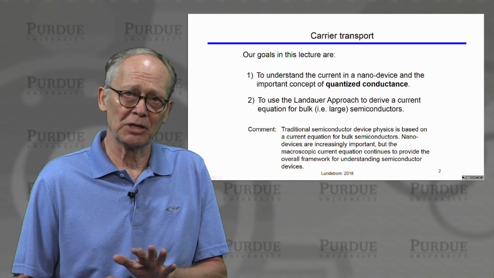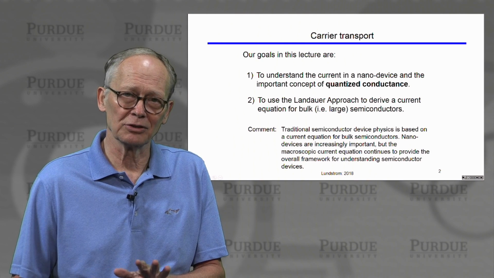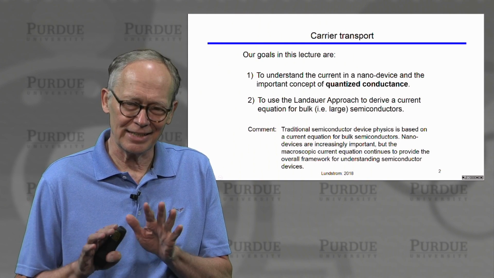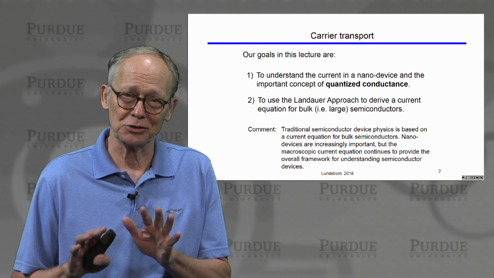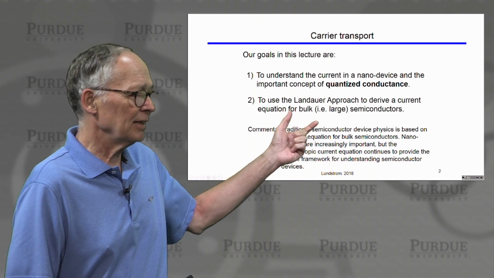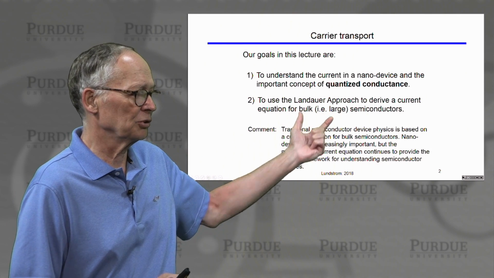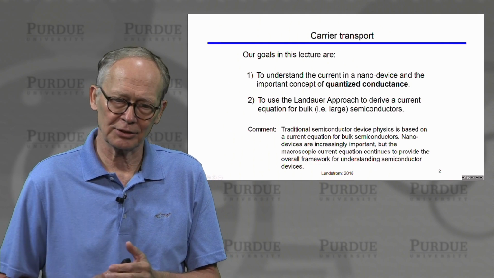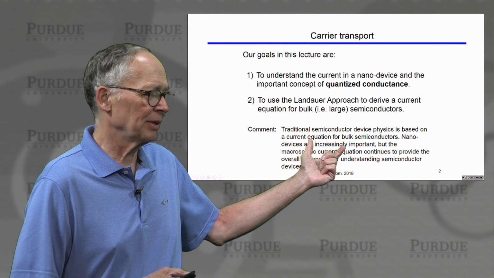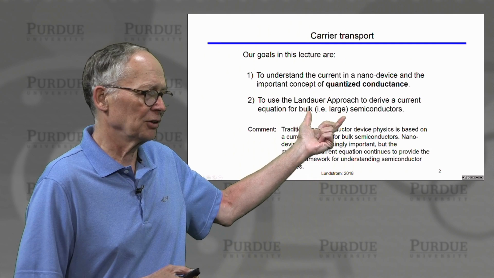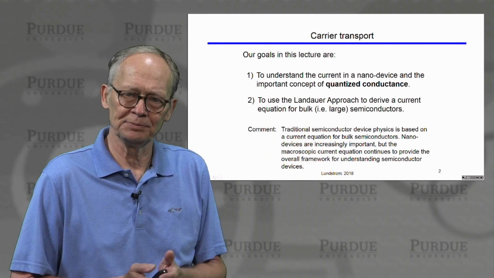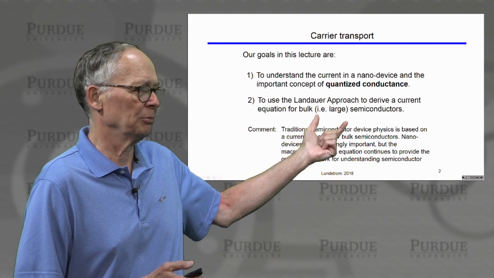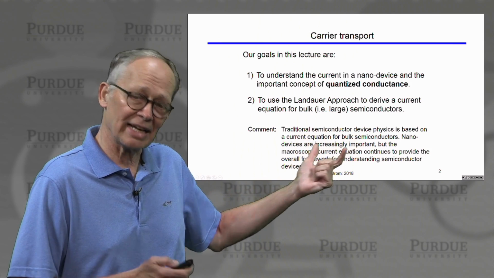We won't make much use of this in the remainder of the course, but it is a really interesting and important concept that you should know about. The second goal will be to use this approach to derive a current equation for a large bulk semiconductor. Now, traditional semiconductor physics is based on current equations that work in the bulk. So this is where our focus is going to be for the remainder of the course after this lecture.